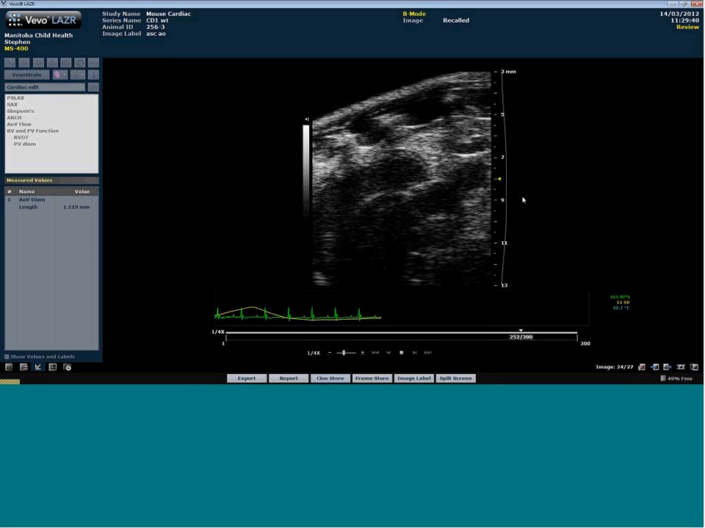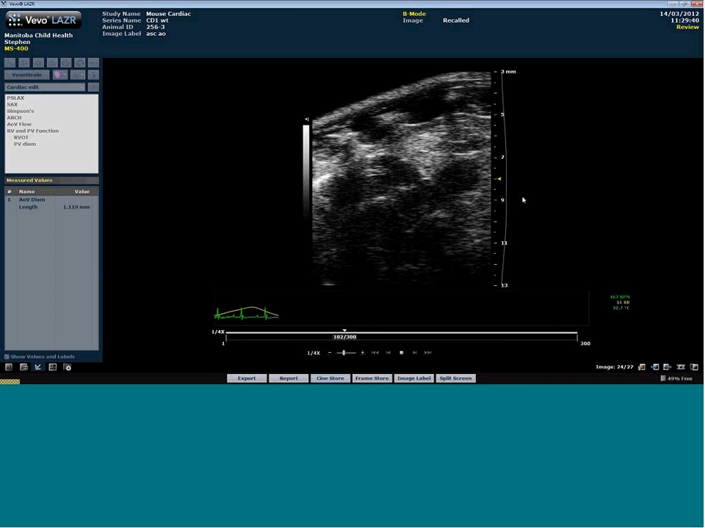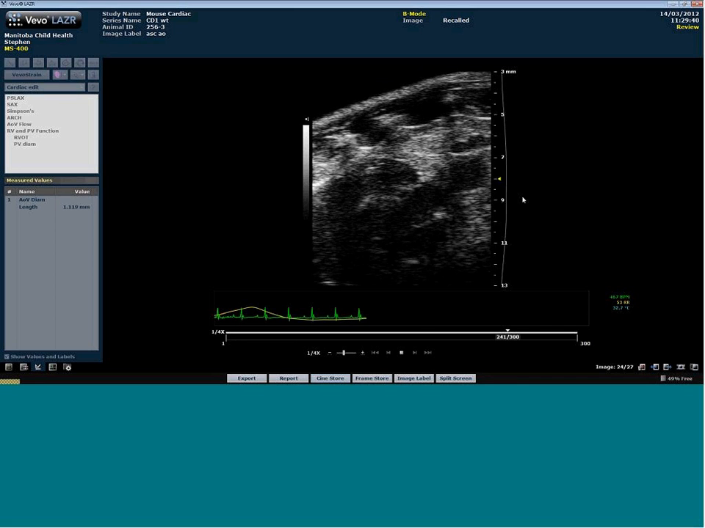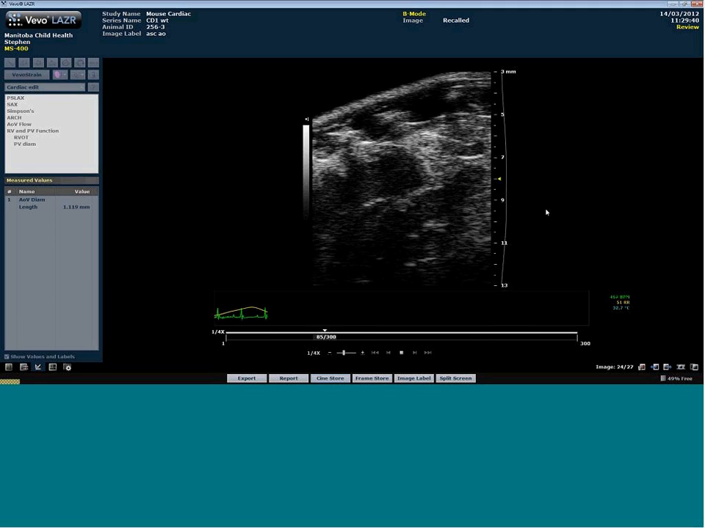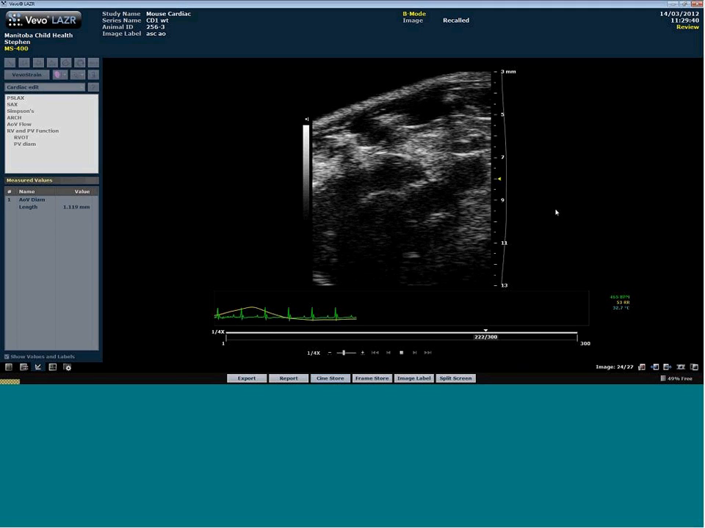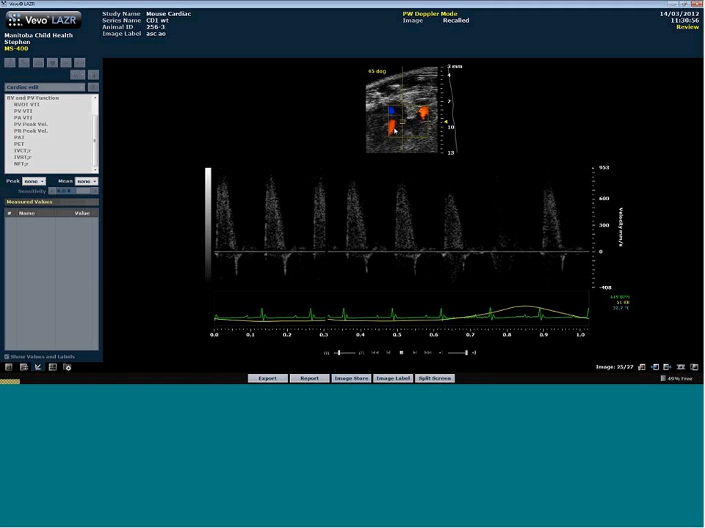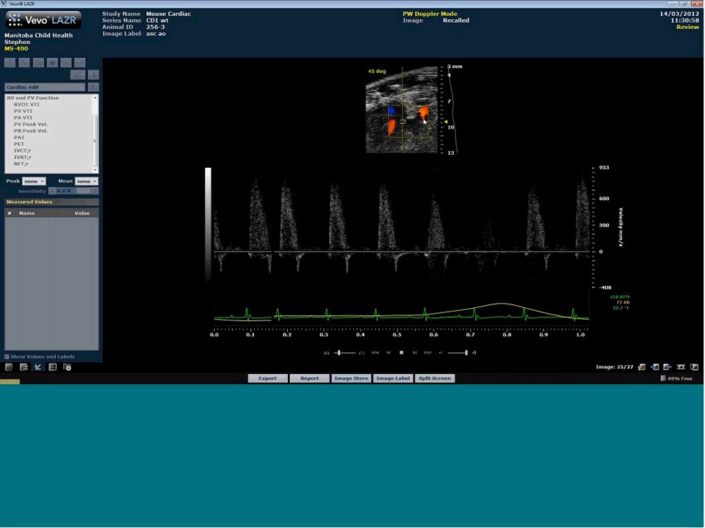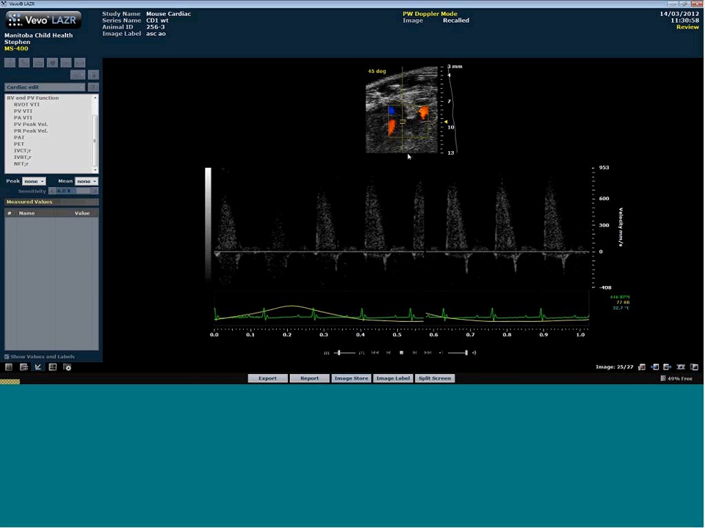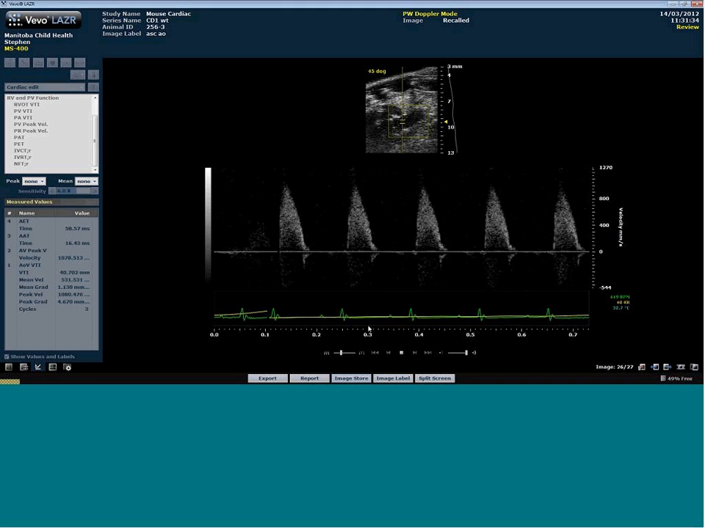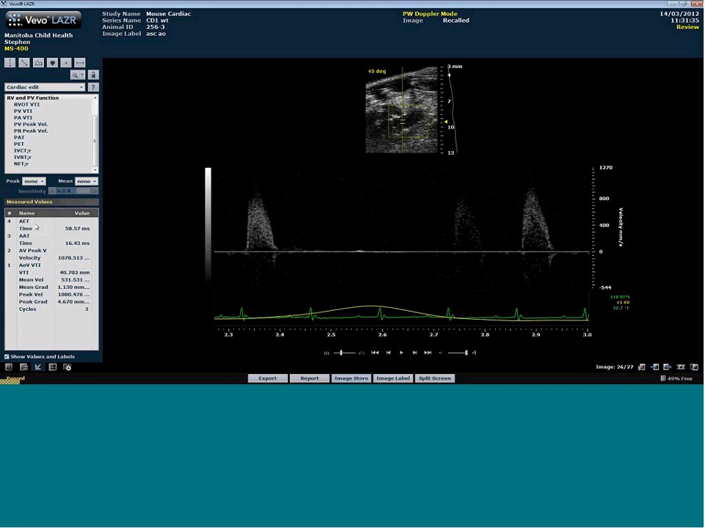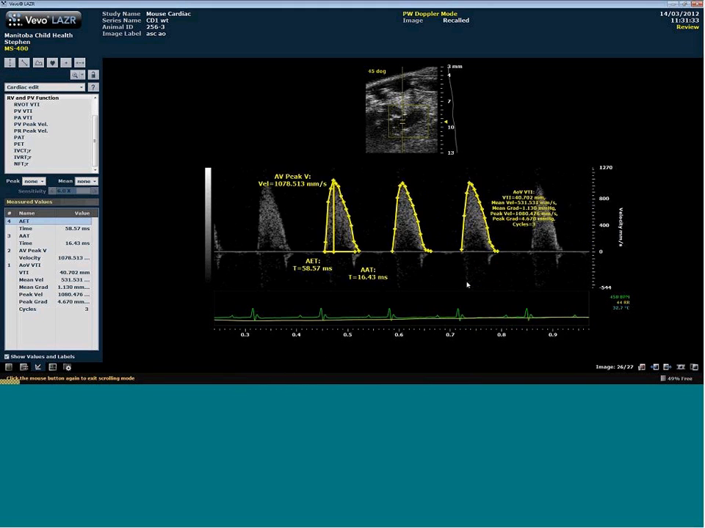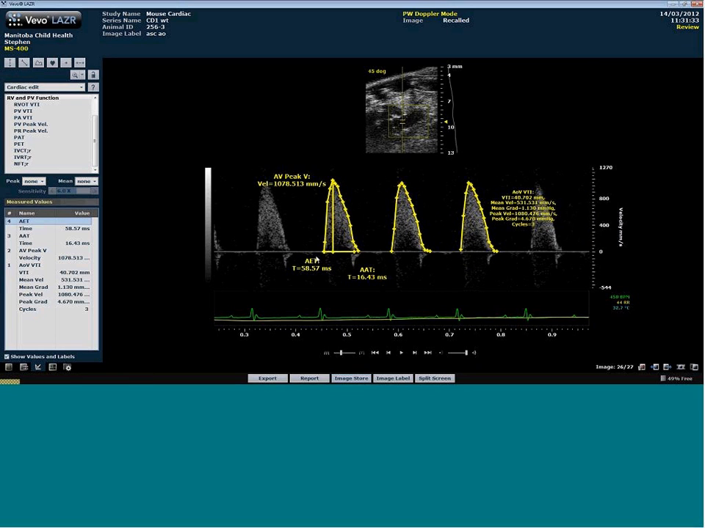suprasternal view, these are laid out in our imaging guide. So if you grab a copy of the imaging guide, you can take a look and see what those different types of views are. You can see the color Doppler here, so I've switched in B mode. I've gone directly to PW Doppler, and I think this one actually has a set of measurements in it here. Yeah, so this is the ascending aorta.